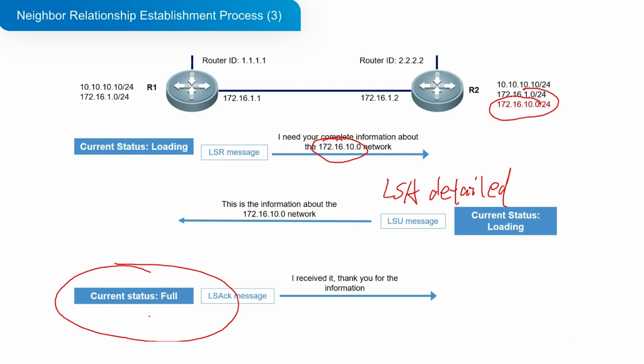So now if we check the neighbor relationship on our device, we can see the current status is the Full state. Okay, so Full is the correct status for our routers to build the neighbor relationship between each other.